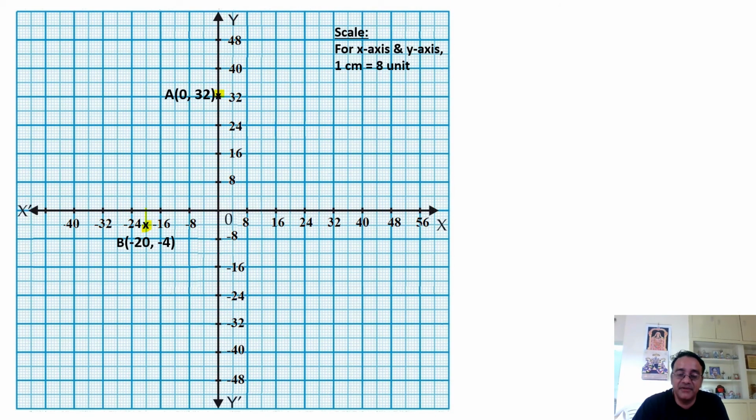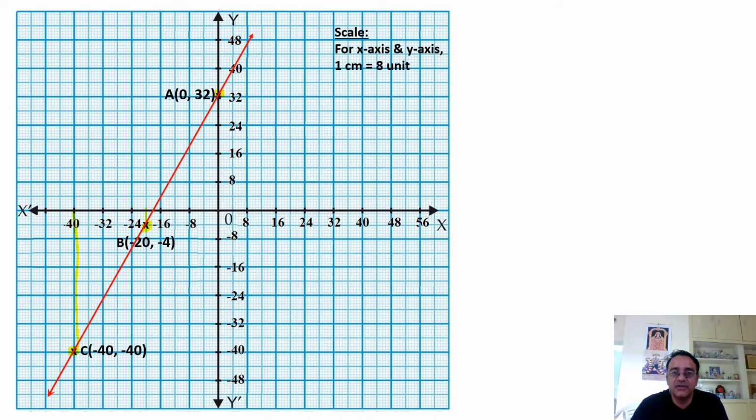Next one is minus 40, minus 40. So it will go in the third quadrant, down below. Minus 40, we will start from the top and go down up to minus 40. This is minus 40. So minus 40, minus 40 coordinate. Now we are going to join these 3 points. We will draw the line. So this is the line.